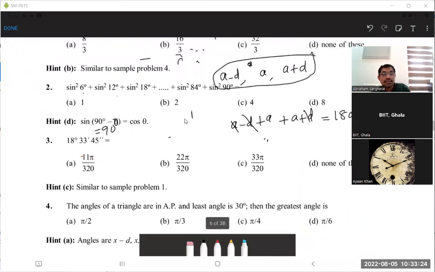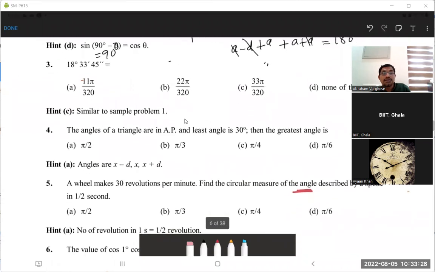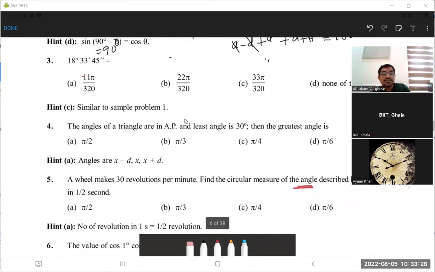Okay. What is the answer for this question? Okay. All these questions' explanations should be there in your notebook, right? Okay.